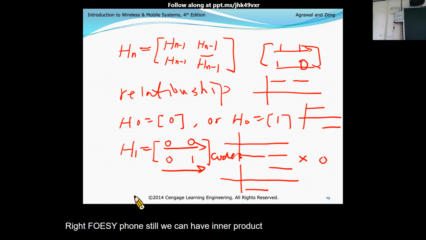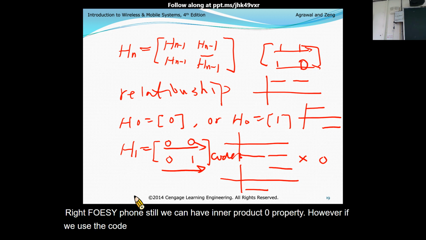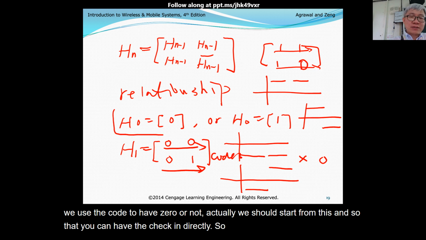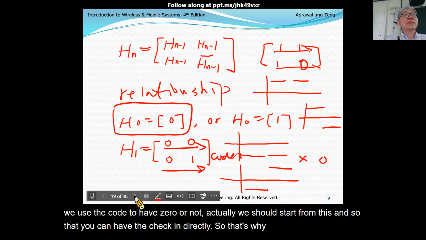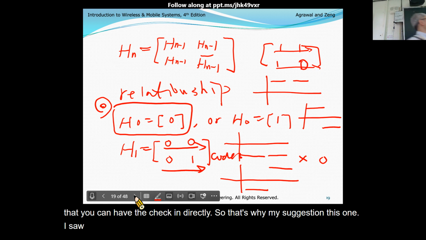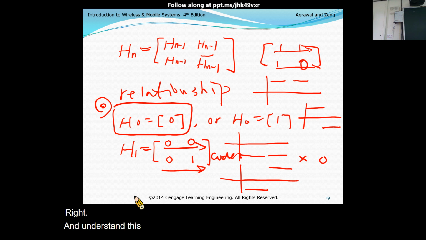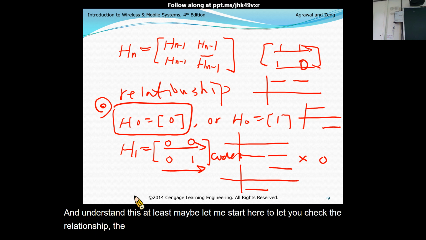However, if we use the code to have 0, actually we should start from this, so that you can have the check directly. So that's why my suggestion is this one, and so you can check, okay, the codes, they are 0. Right? And understand this. Maybe let me stop here to let you check the relationship, the relationship we can have for the orthogonal codes. And how to check orthogonality?